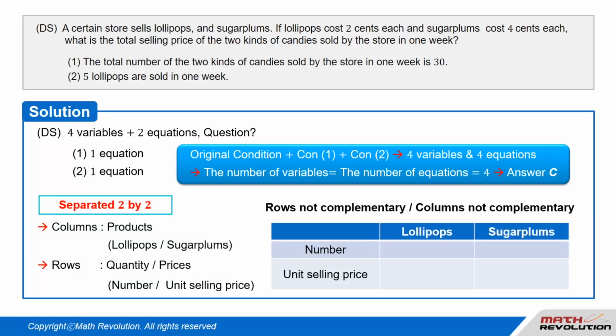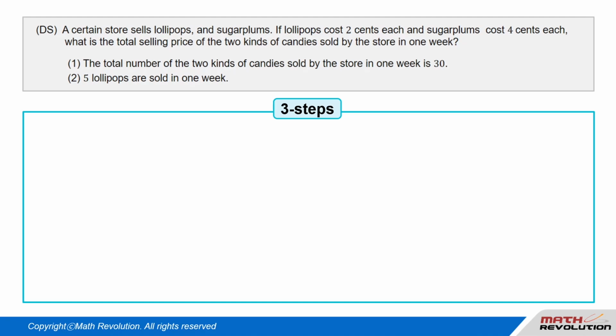According to the question, non-complementary pairs are lollipops over sugar plums. We will place them in columns. And number over unit selling price. We will place them in rows. Let's apply the 3 steps suggested previously.